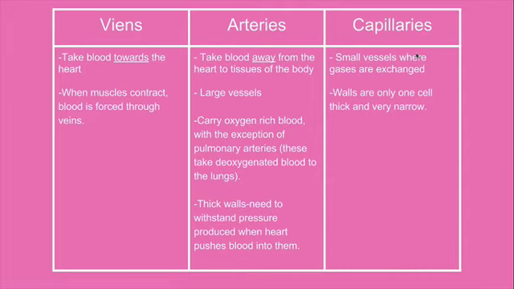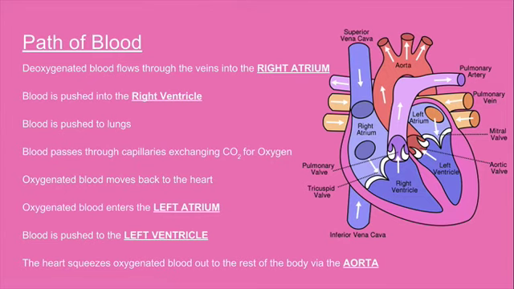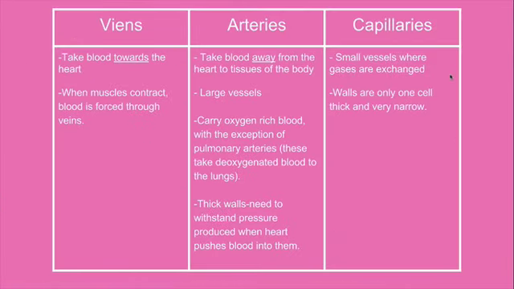So the three vessels that we're looking at here: veins are going to be the vessel that takes blood towards the heart. Okay, and when the muscles contract, the blood is going to be forced through the veins, right? Arteries are going to take blood away from the heart. How I remember this is artery starts with an A, blood is taken away, which starts with an A, from the heart to the tissues of the body. They are large vessels, and they carry oxygen-rich blood with the exception of the pulmonary artery. Pulmonary artery is right here. That's what takes the deoxygenated blood to the lungs. They have very thick walls to withstand the pressure that's produced when the heart pushes blood into them.